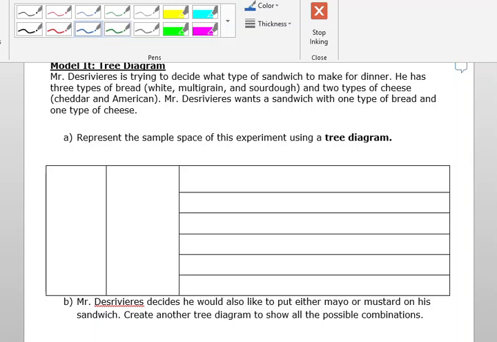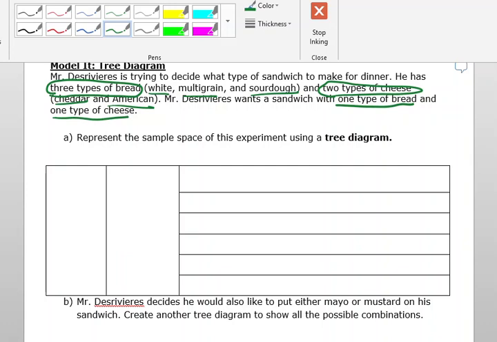All right, so I'll go with green. Mr. D is trying to decide which type of sandwich to make for dinner. He has three types of bread, white, multigrain, and sourdough. This is going to sound familiar. White, multigrain, and sourdough. And two types of cheese, cheddar and American. Mr. D wants a sandwich with one type of bread and one type of cheese. Represent the sample space of this experiment using a tree diagram.